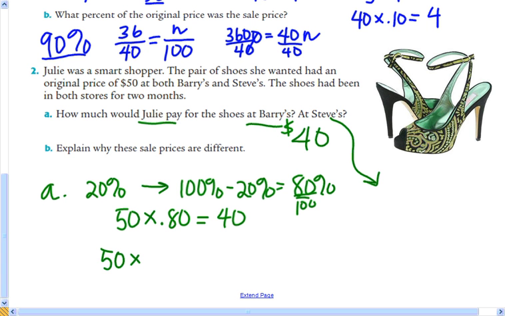So for the first month, we're going to take 10% off, and if I take 10% off my original price, which is 100%, I'll be paying 90% of the price. So I'm going to take 50 times 90%, and that's $45. That's for the first month.